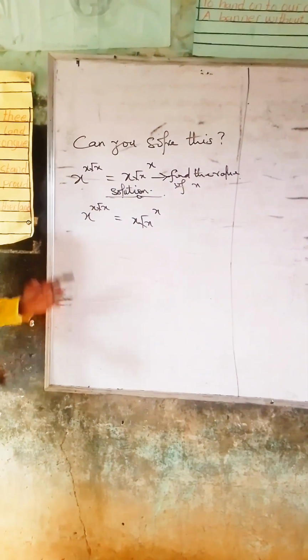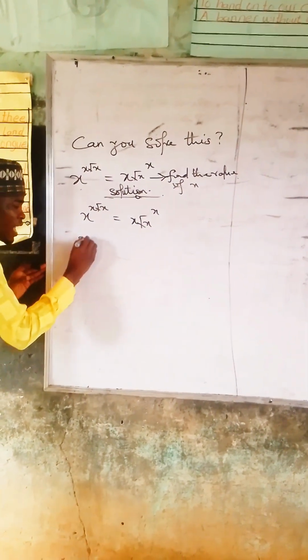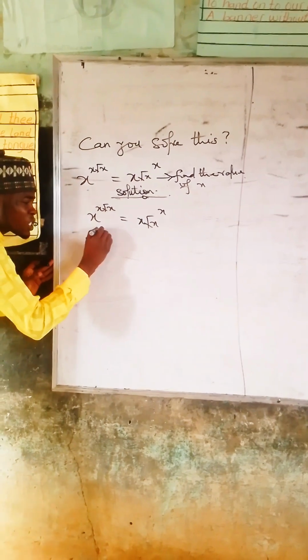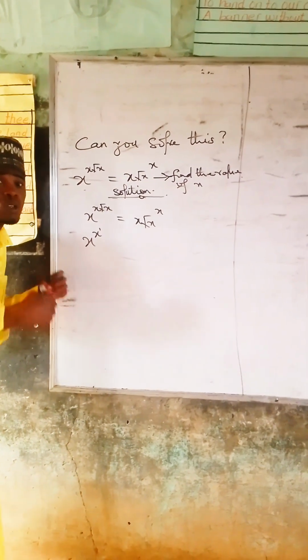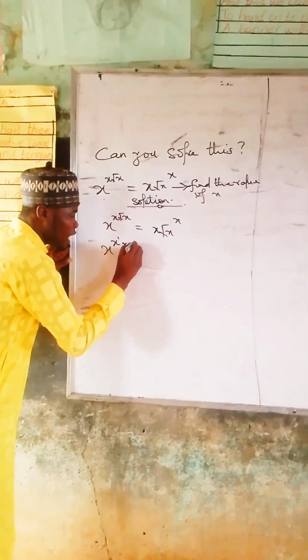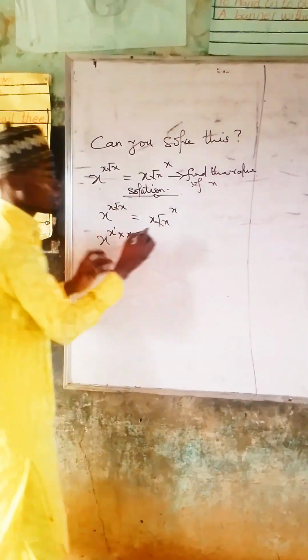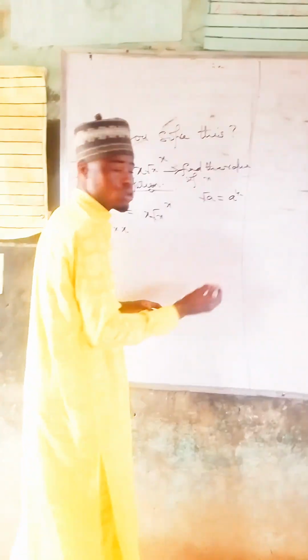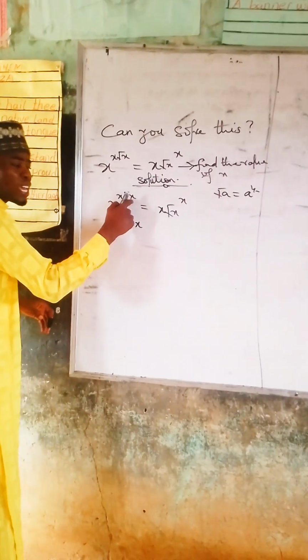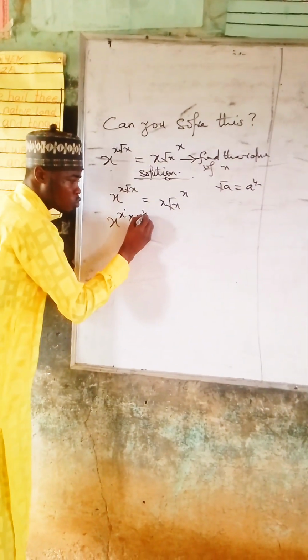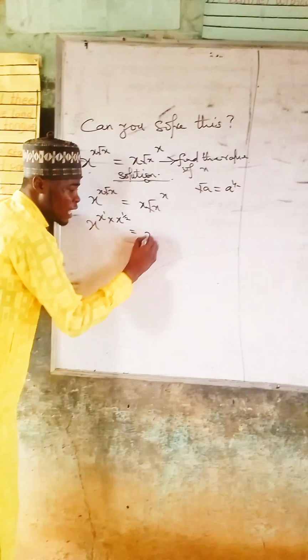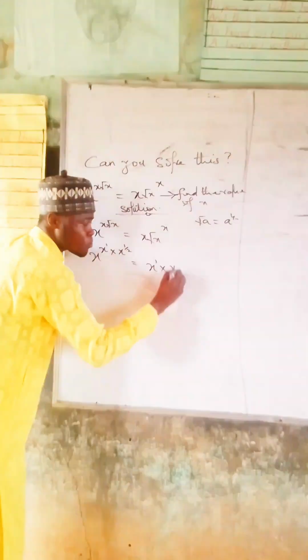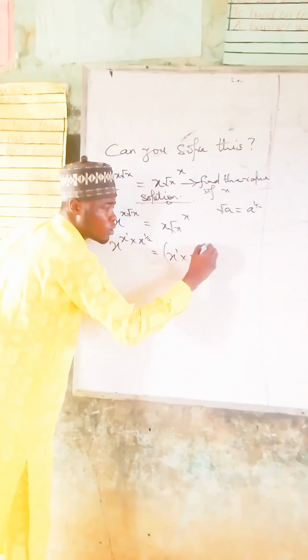How are you going to solve this? The first thing you have to know is that x raised to power 1 is still the same thing as x. So we have x times x raised to power this. Now root a is the same thing as a raised to power 1 over 2. So this root x is the same as x raised to power 1 over 2, equal to x raised to power 1 times x raised to power 1 over 2, everything raised to power x.